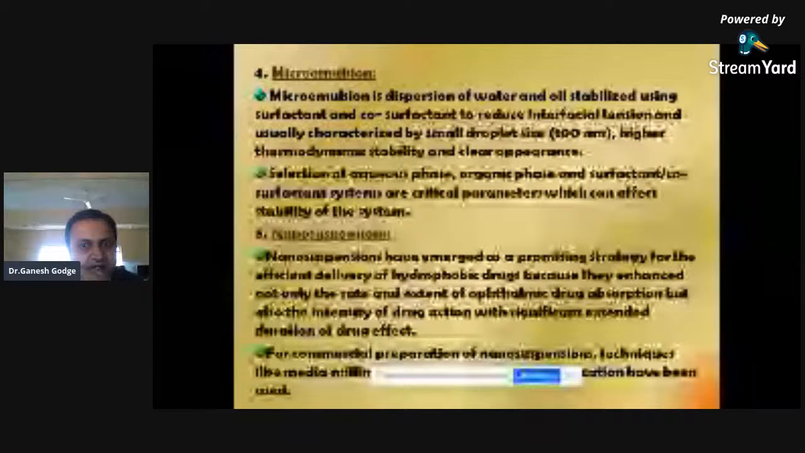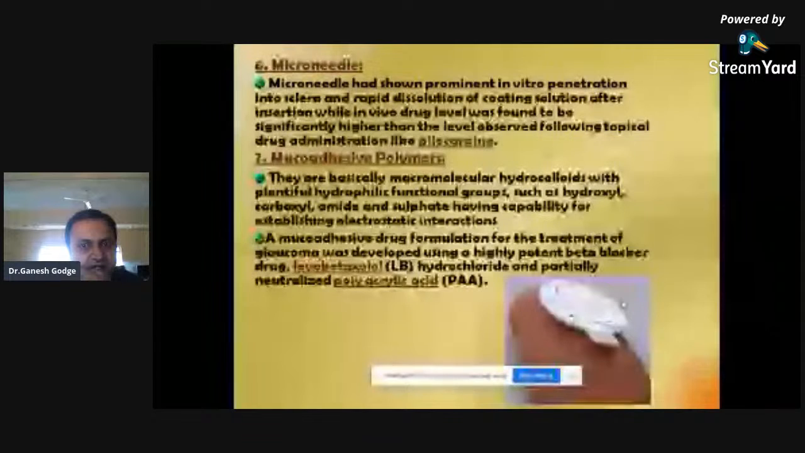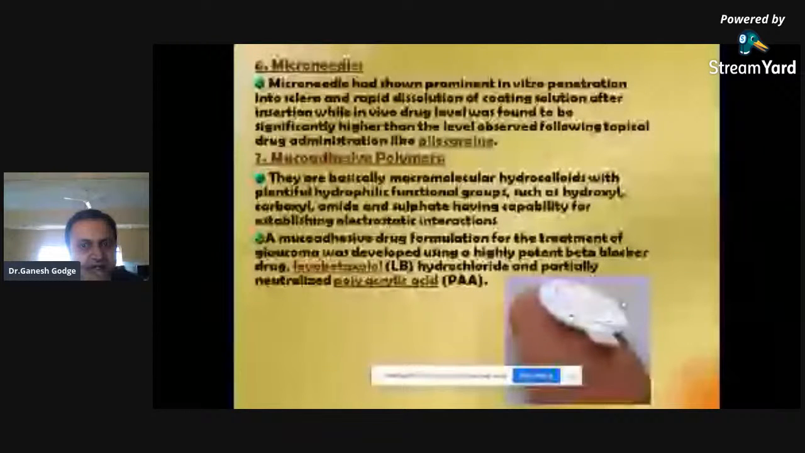Next type of controlled ocular preparations are microneedles. Microneedles have shown prominent in vitro penetration into sclera and rapid dissolution of coating solution after insertion, while in vivo drug level was found to be significantly higher than the level observed following topical drug administration, like pilocarpine.